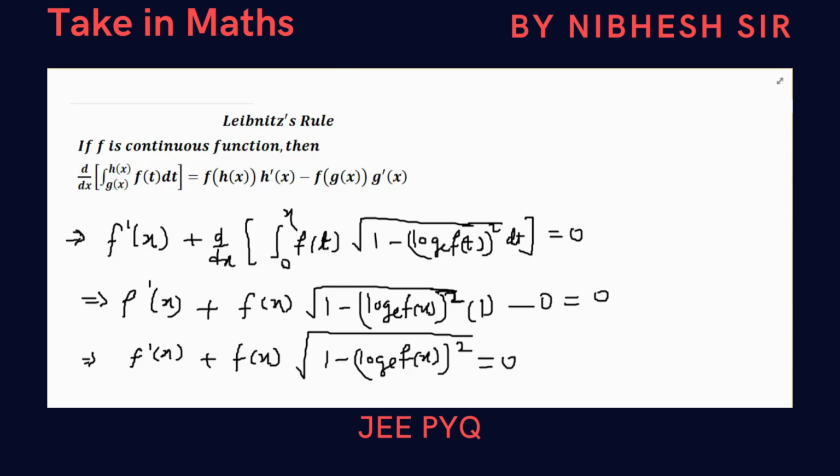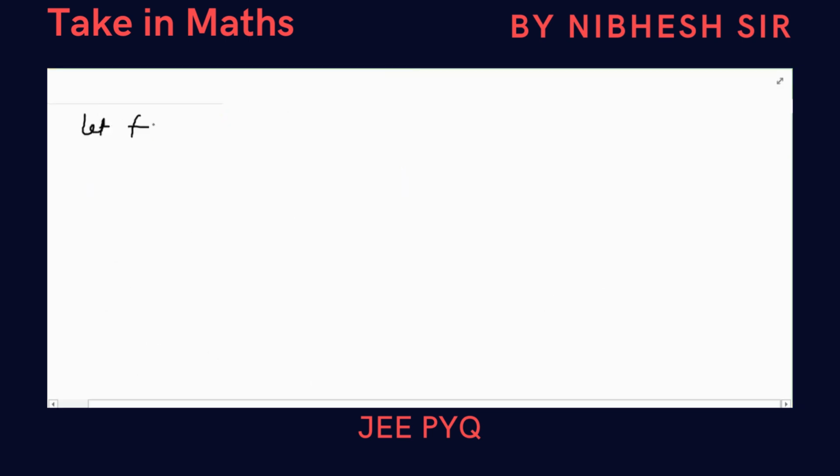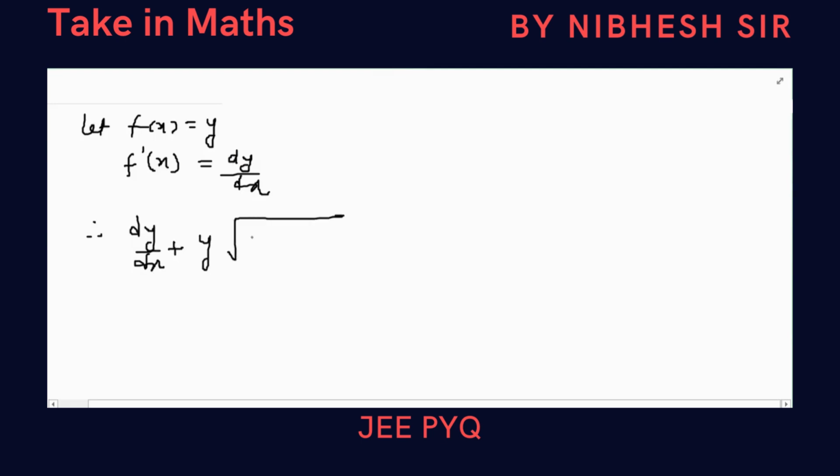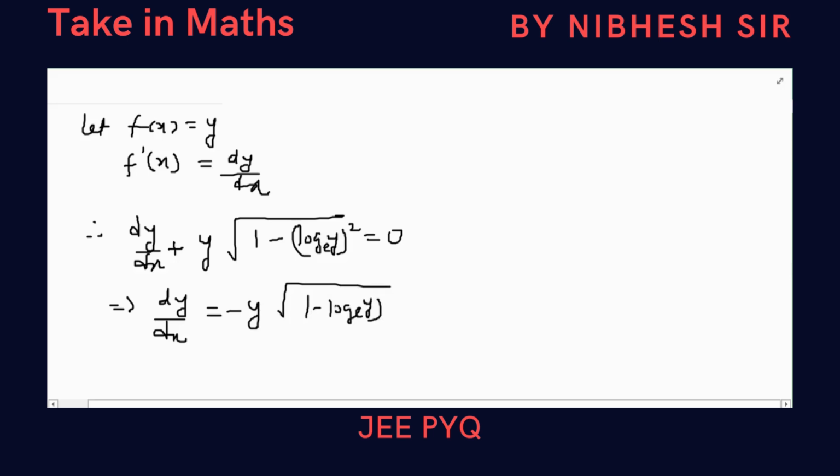Now we assume here, let f of x be y. For simple calculation, I just let this f of x as y. So f dash x is d y by d x. Therefore this becomes d y by d x plus y under root 1 minus log y the whole square equal to 0. Now simplify this. This is a differential equation, basically d y d x equal to minus y under root 1 minus log y the whole square.